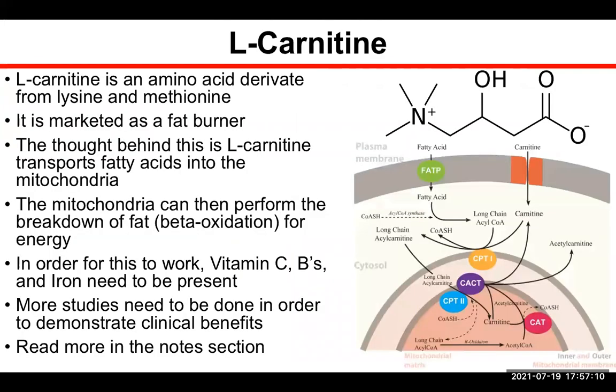So last week, somebody asked me to look into L-Carnitine. So I went ahead and did a little bit of reading on this. I'm going to give you a quick background, but I have additional reading in the notes section. So people wanted to know, what does it do? It's not an amino acid, it's an amino acid derivative. Basically, lysine and methionine are able to combine together to make L-Carnitine.